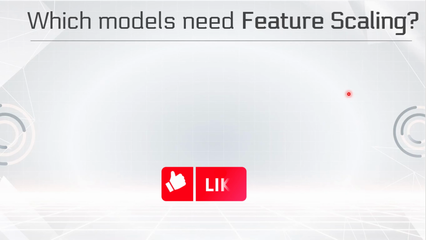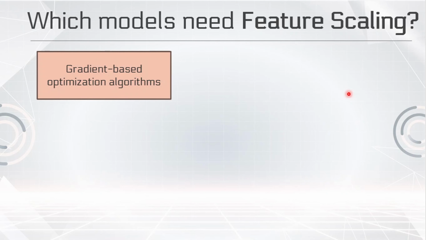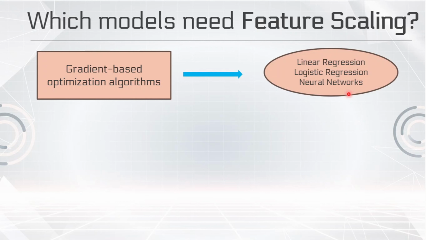As we answered the question, why do we need feature scaling? Now let's see which models need feature scaling. The first group is the gradient-based optimization algorithms. Here we have linear regression, logistic regression, and neural networks. These models use gradient algorithm in the optimization process. If we change the scale of our features, then the gradient algorithm will converge faster.